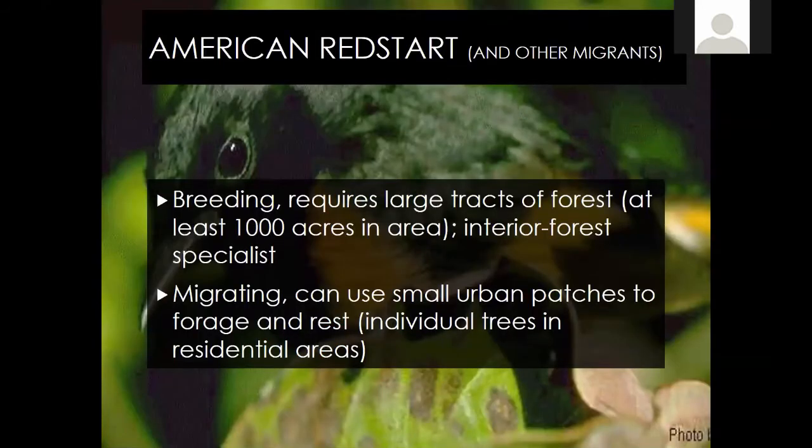For example, here, the American redstart breeds and requires large tracts of forest, at least 1,000 acres in the area. It's called an interior forest specialist, but during migration, it does use small urban forest patches and even individual trees in residential areas.